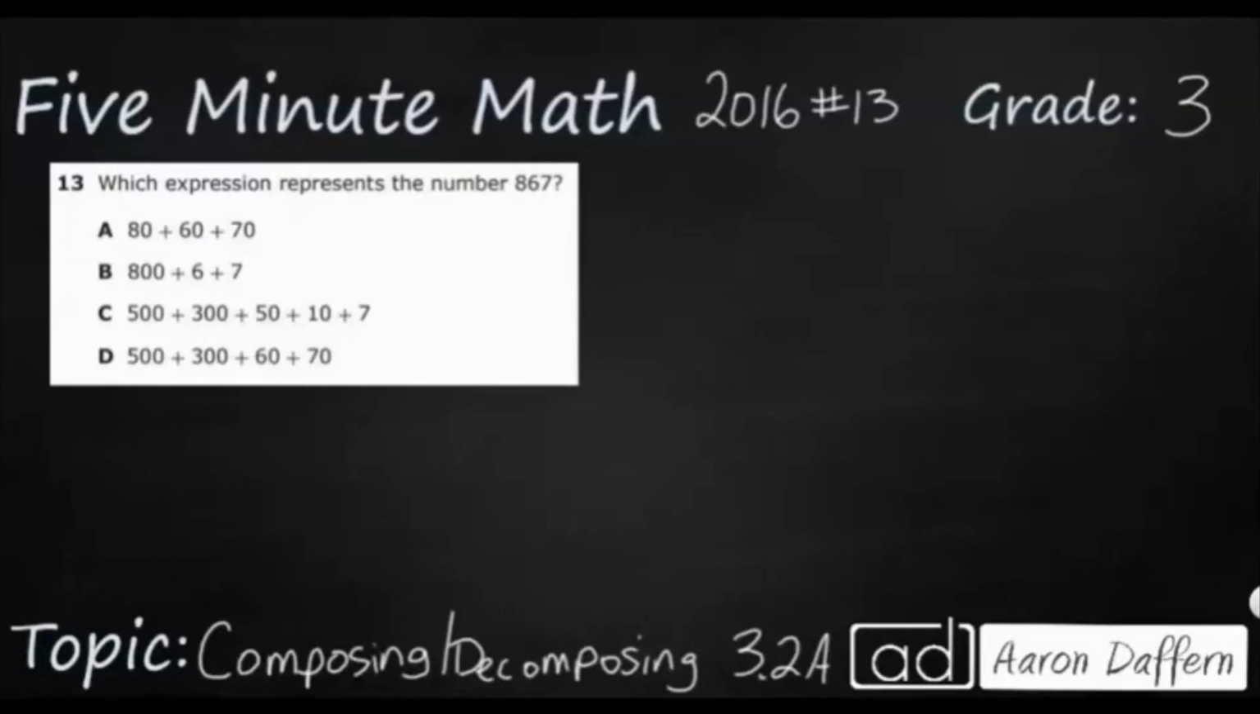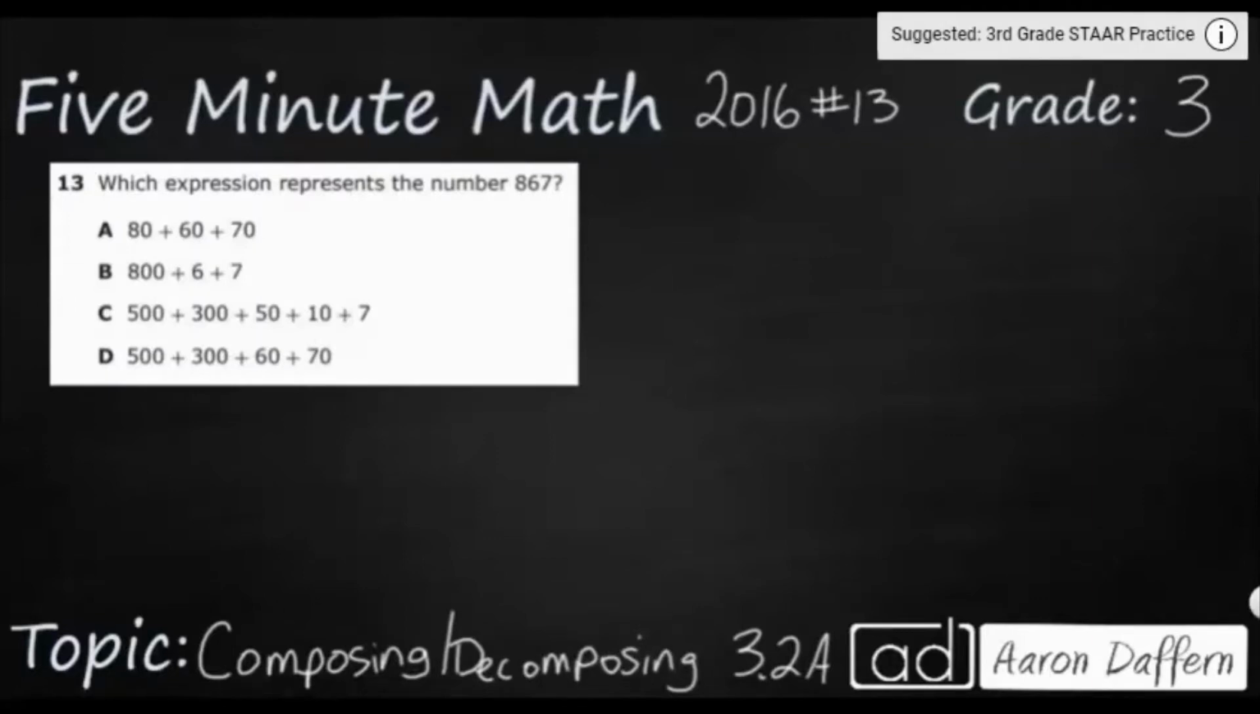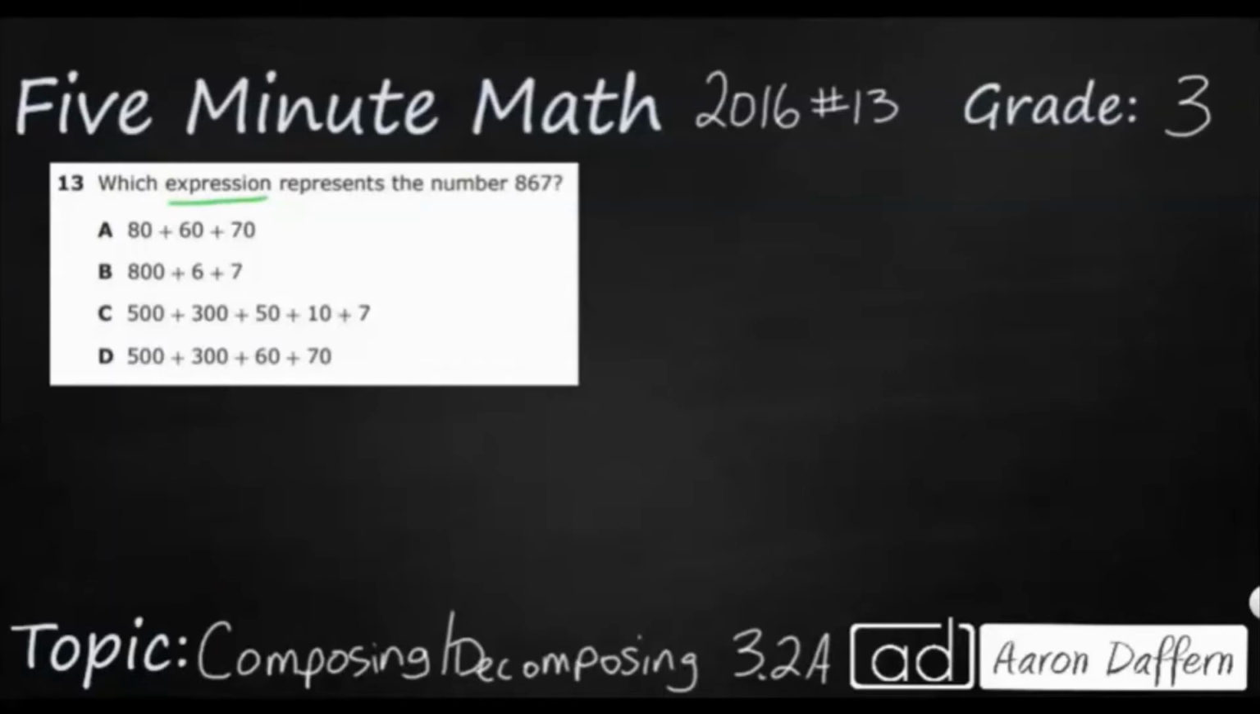So this looks like a fairly simple problem. Which expression represents 867? This word expression you might not have seen before. It's like an equation, it just doesn't have an equal sign. So really what we're looking at down here is expanded form. And we have seen expanded notation introduced for the first time in third grade. And it's similar, but expanded form we've been doing since first grade. So expanded form should be pretty easy. So you're thinking, oh, that's easy. Let's just do 867 in expanded form, which would make sense.